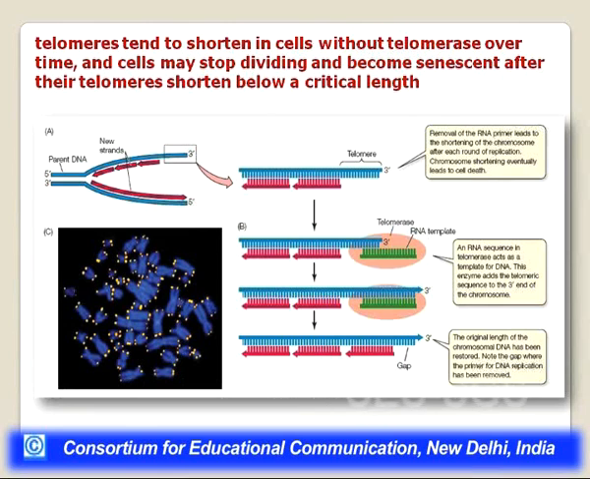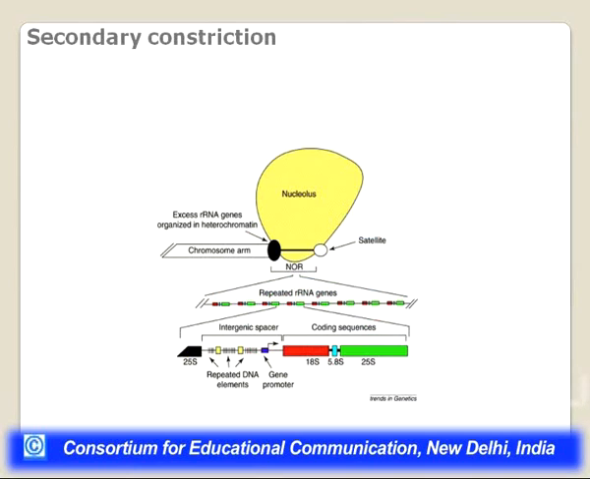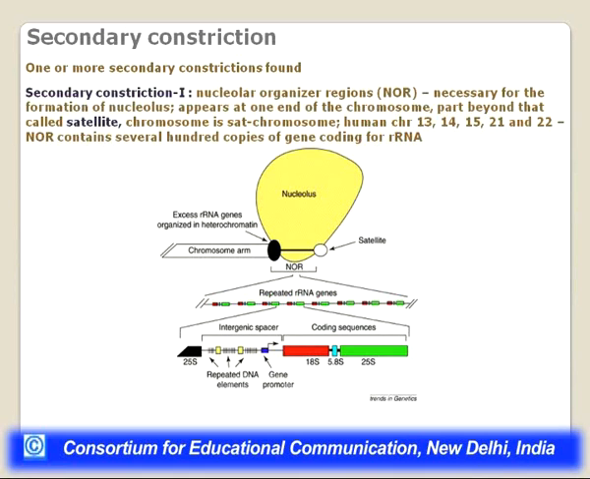So, telomerase is the enzyme which binds, and because of this T-loop structure, it helps the single strand which is formed after the replication to replicate. So, that is telomerase. And the last is the secondary constriction, which is again present in the metaphase chromosomes. One or more secondary constrictions can be found.